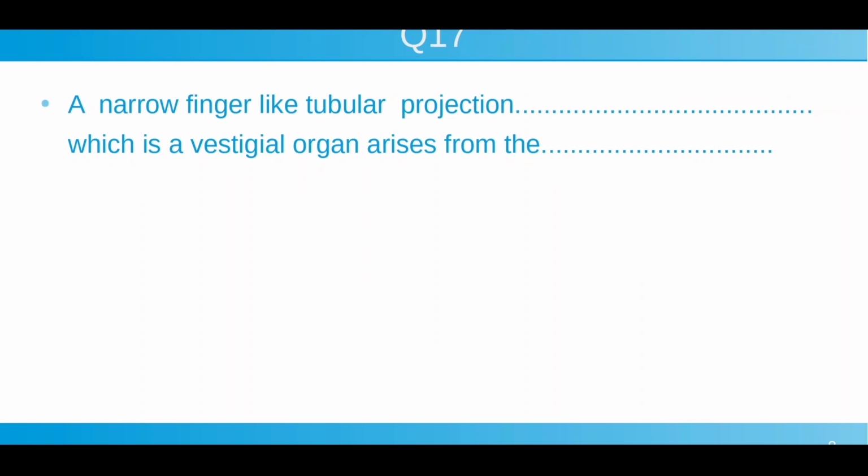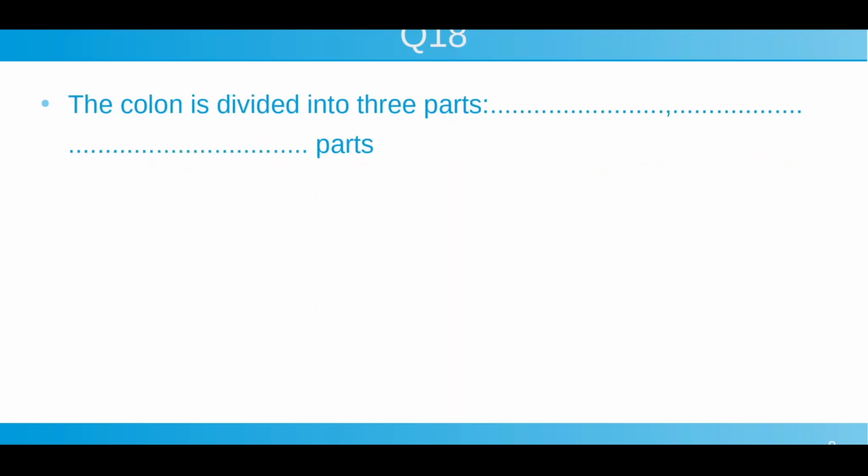Come to question number 17th. A narrow finger-like tubular projection dash, which is a vestigial organ, arises from the dash. It is the vermiform appendix, which is a vestigial organ, and it arises from the cecum. So vermiform appendix arises from the first part of the large intestine, that is cecum. Moving on to next question.